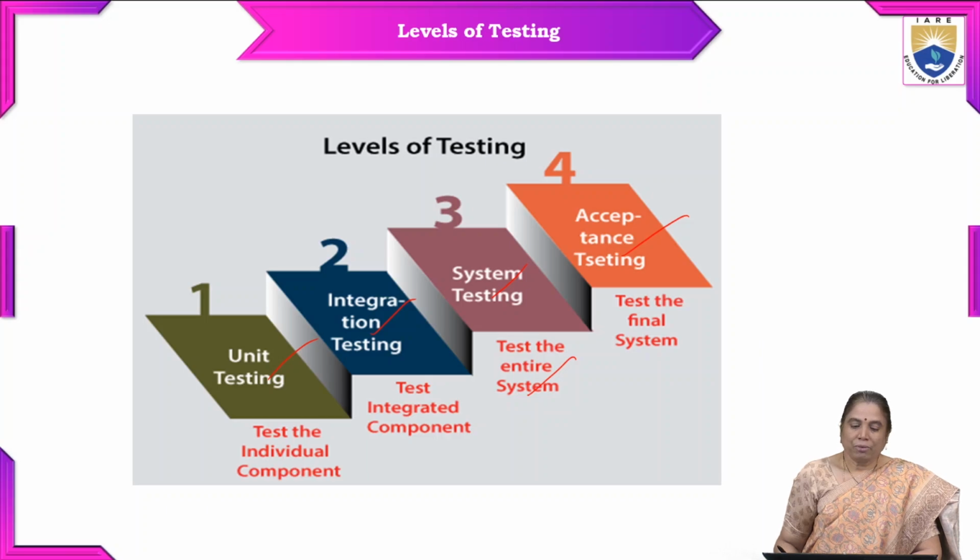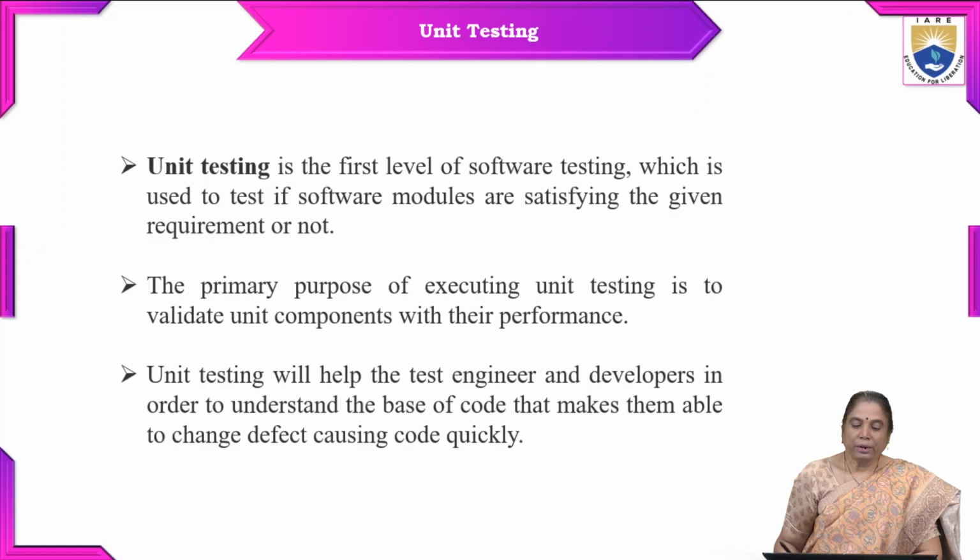The first level of testing is unit testing. Unit testing is used to test if software modules are satisfying the given requirement or not. Here the independent components of the programs are called modules. Whether they are providing the required functionality or not, the verification is done at unit testing. So it is the best example of the black box testing approach.